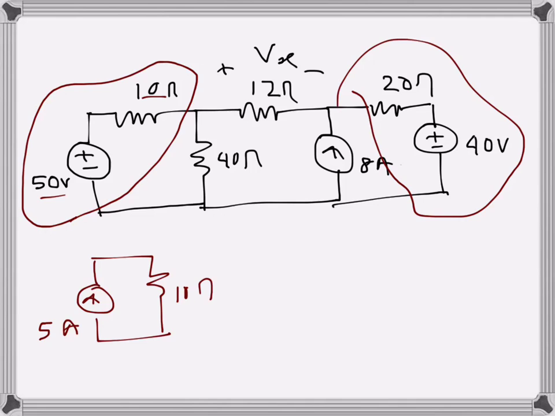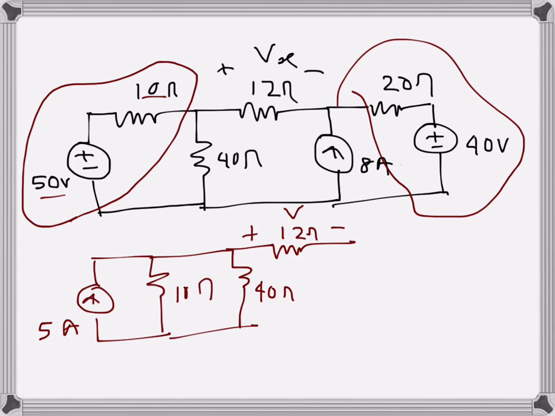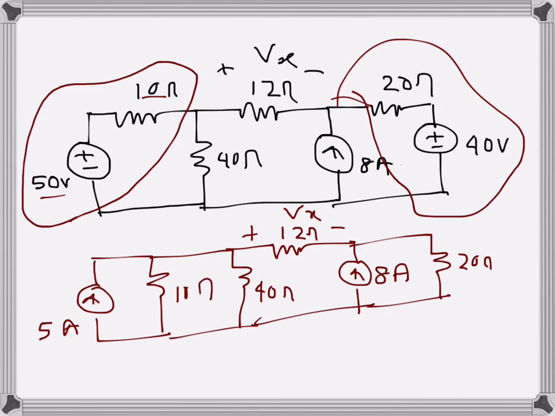Then we have the 40 ohms here, and this one we leave alone because this is where we are interested. Across this one we want to find the voltage. And here we have the 8 ohms, and I'm changing this part, so the 20 ohms comes here, and the current source value will be 40 divided by 20, so that will be 2 amps.